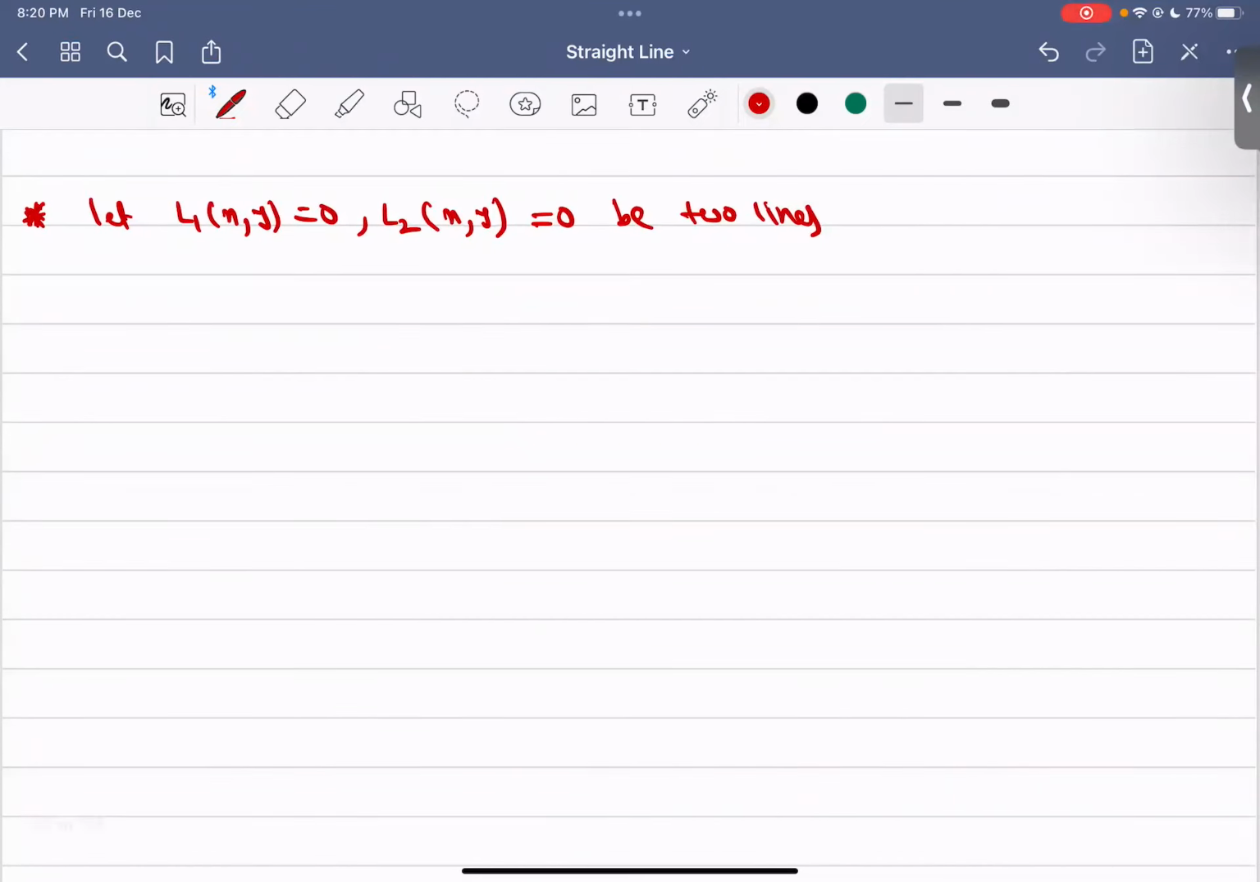Let L1 of x comma y equal to 0, L2 of x comma y equal to 0 be two lines, and A(x1, y1), B(x2, y2) be 2 points.